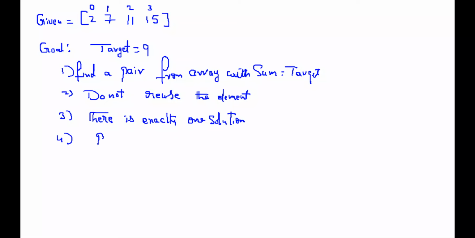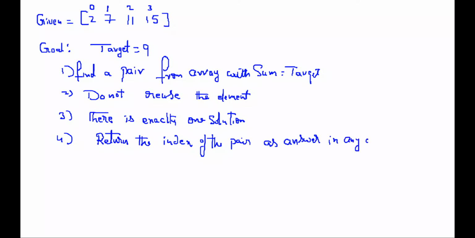Finally, what we have to do? We have to return the index or indices of the pair as answer, as output, in any order. In any order.